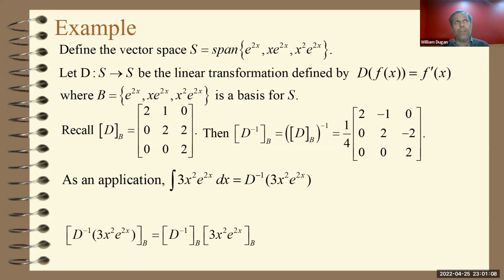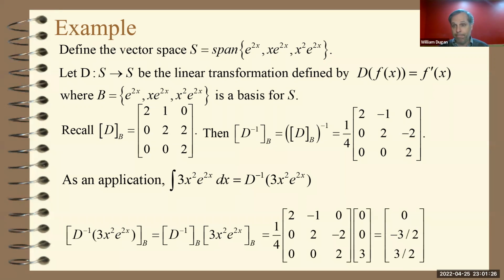is equal to the standard matrix of D inverse relative to B times the coordinates of the vector 3x squared e to the 2x relative to B. Thing is, I know all these things. I know what the matrix of D inverse relative to B is, and I know the coordinates of that vector. So then all I do is write it down, do that multiplication, and I get that vector.